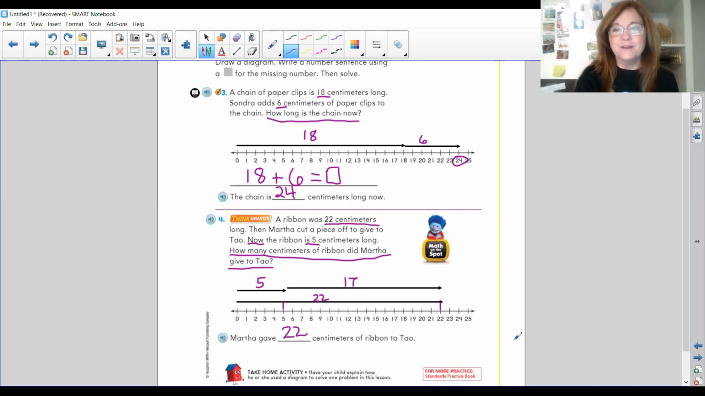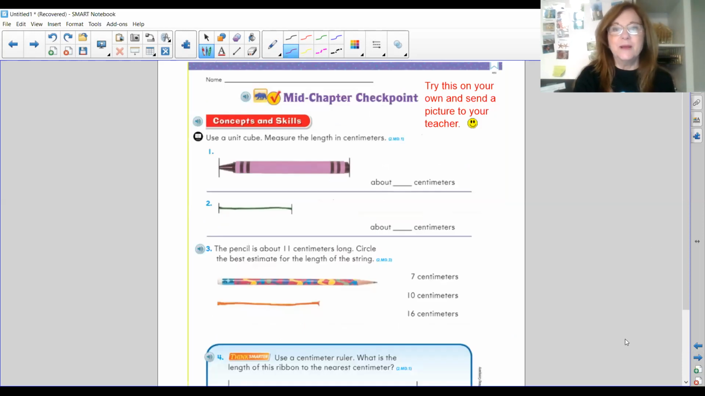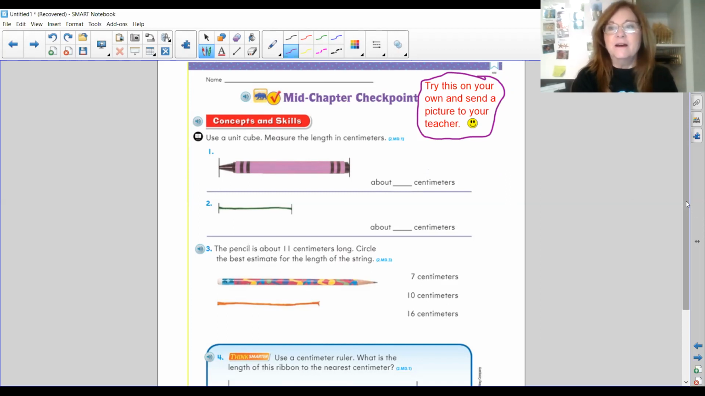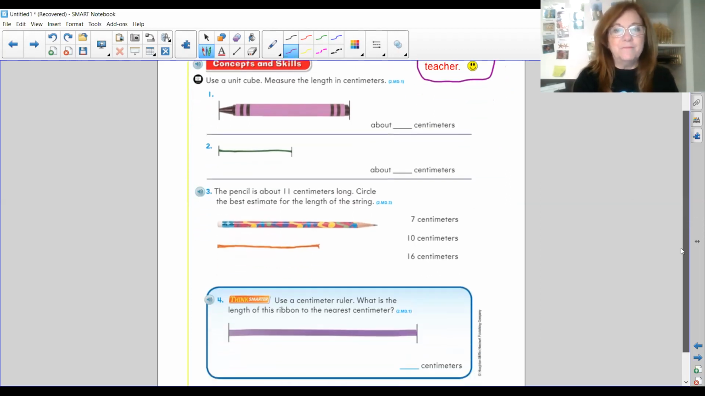So that was our math on the spot problem. And now we'll move on to the next page. And surprise, surprise, we have our mid-chapter checkpoint. Now it says up here, try this on your own and send a picture to your teacher if you can, because this is sort of our little checkpoint quiz, little test that we do in the middle of our chapter.